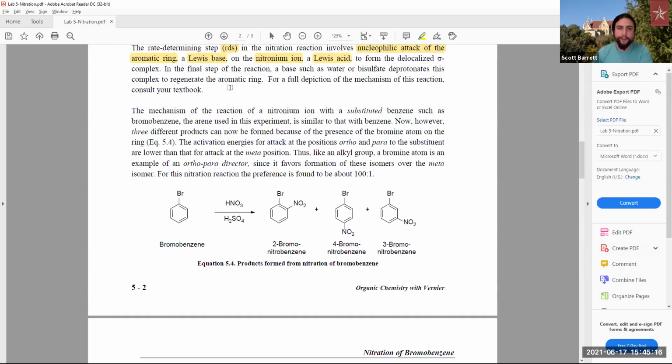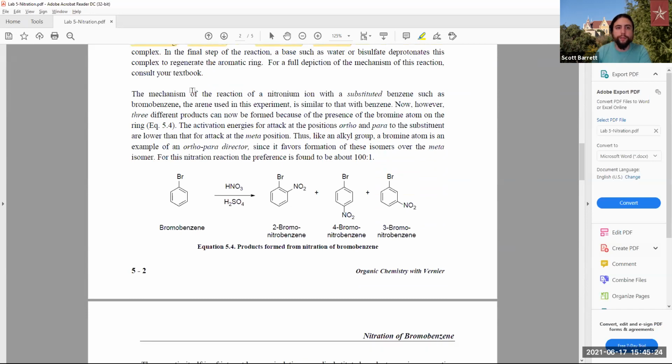And so, like they said here, they don't really want to explain the mechanism. So I will pull up the mechanism for you afterwards on Google, and we will look at it together. And so the mechanism of a nitronium ion with a substituted benzene, so bromobenzene, is similar to that with benzene. However, there can be 3 different products that can be formed because of the presence of the bromine.